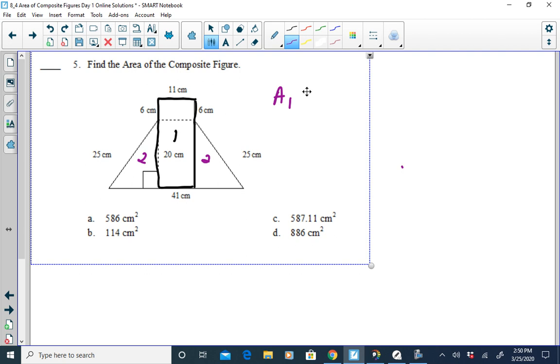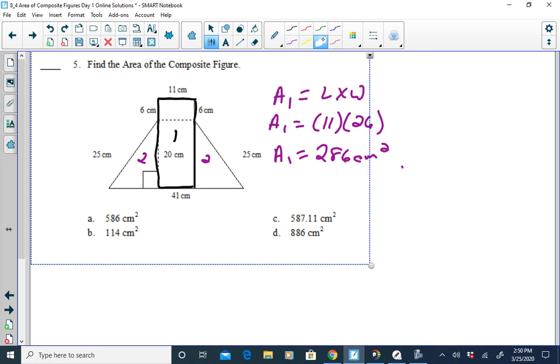All right, area 1 is going to be equal to 11, or length times width. Area 1 is going to be equal to 11 times, what's the width here? Well, this is 20, and this is 6. So that's going to be 26. So area 1 is going to be equal to, what's that, 286? 26 times 11. Yep, that's 286. Those are square centimeters. Okay, now let's find area 2.